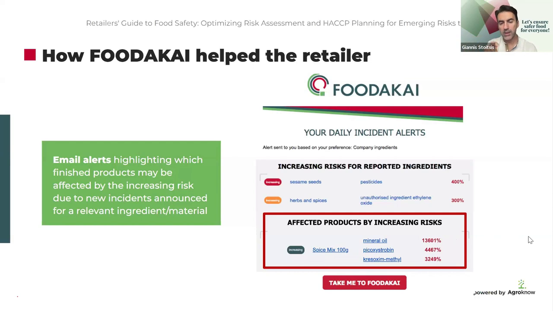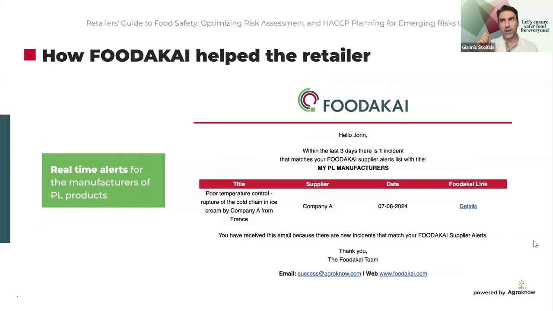So if we go to the next slide, what we are showing here is that our client also receives real-time alerts for manufacturers of the PL product. So every time that there is an incident announced for this specific PL manufacturer, the retailer is informed about it, so they can communicate with the manufacturer and make sure that they have the preventive measures in place and they can clarify what was the issue that was identified.